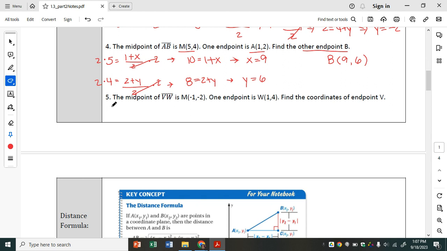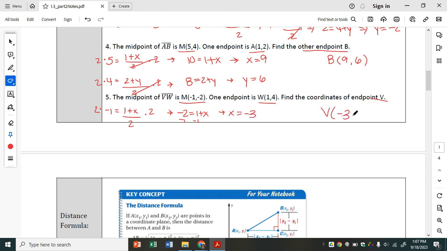Okay, on number 5, our midpoint is at (-1, -2). One endpoint is at (1, 4). We want to find the other endpoint, v. So the x value of my midpoint is equal to the x value on one endpoint, which is 1, plus x over 2, right? The average of my x's. So multiply by 2, we get -2 equals 1 plus x. We can subtract 1, we get x equals -3.